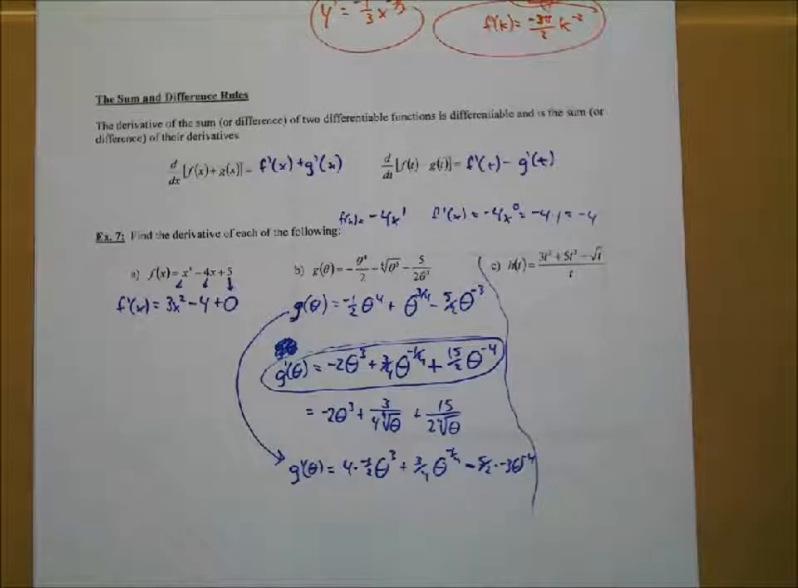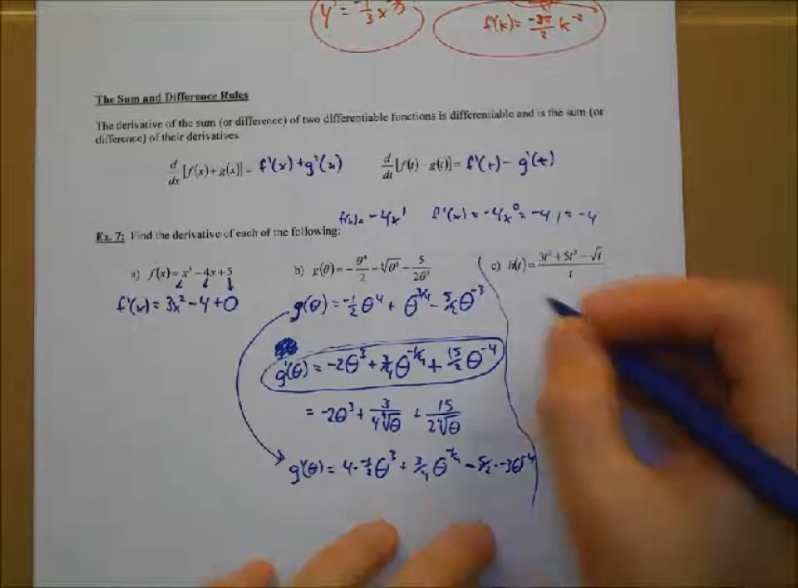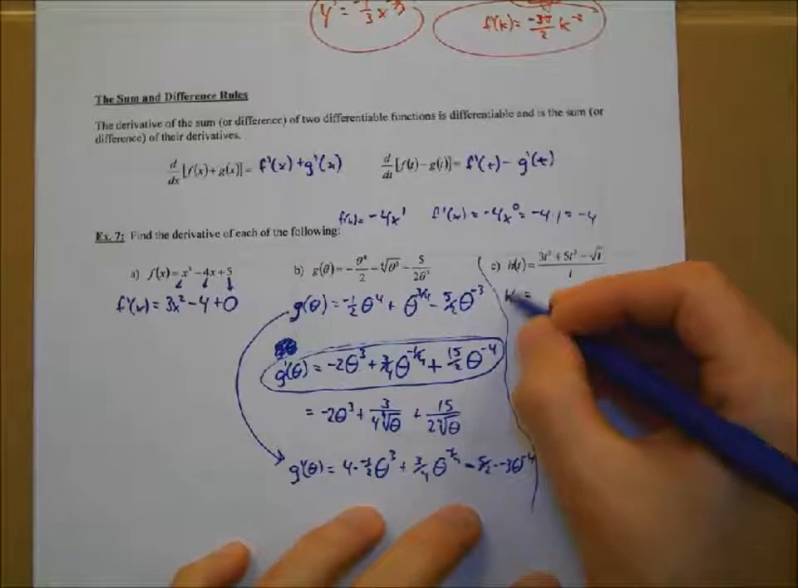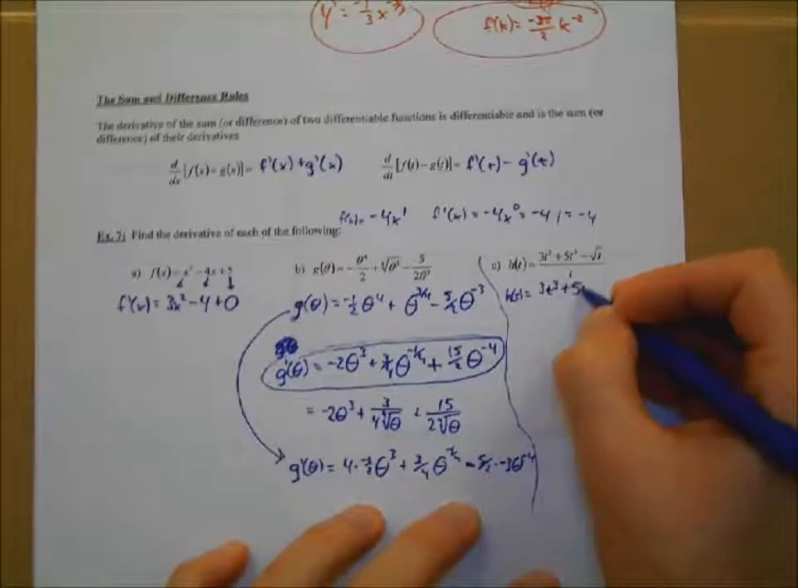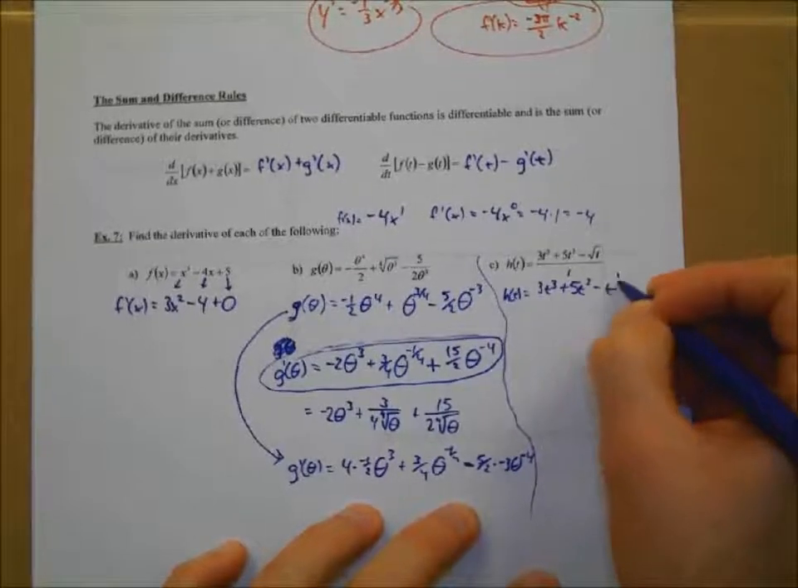But we can't. So I'm going to do one little thing here to help us. I'm going to rewrite it as t to the 1/2 instead of the square root of t.